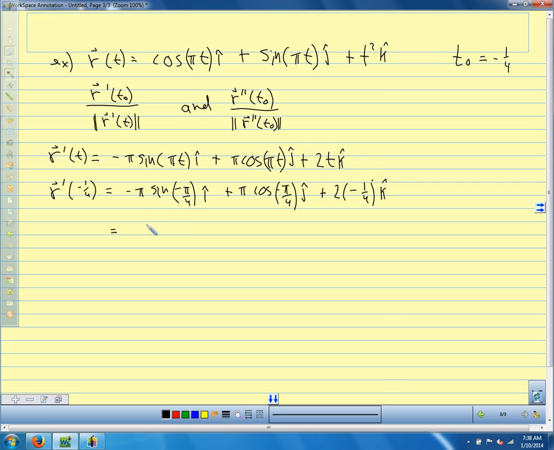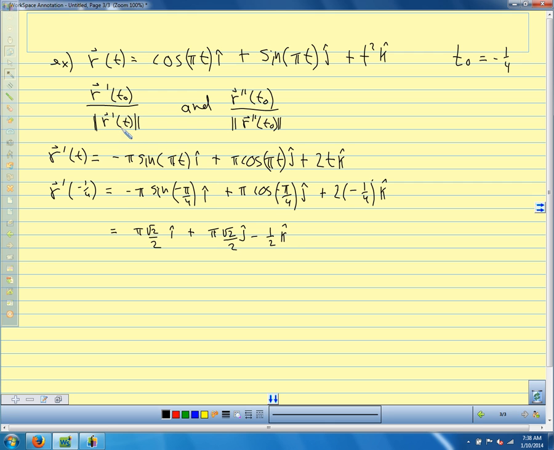And sine of negative pi fourths? Negative square root of 2 over 2. So I get, for my r prime, pi square root of 2 over 2. Cosine of negative pi fourths? Square root of 2 over 2, so I get pi square root of 2 over 2 j hat, and minus 1/2 k hat. So there's r prime at t0.